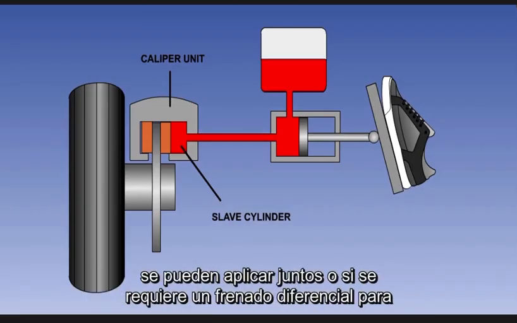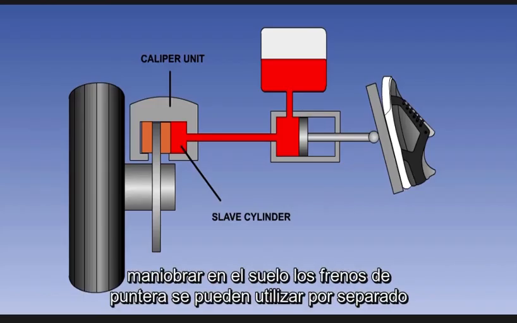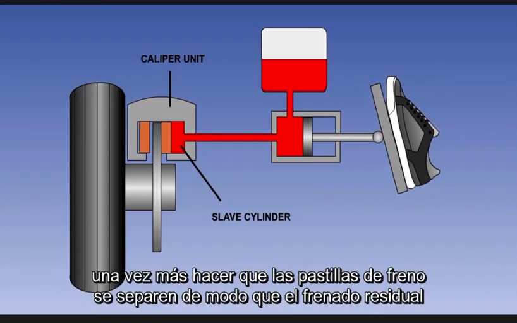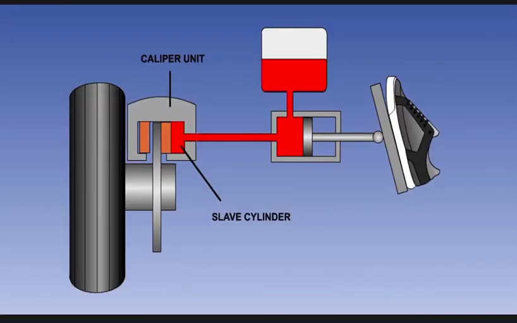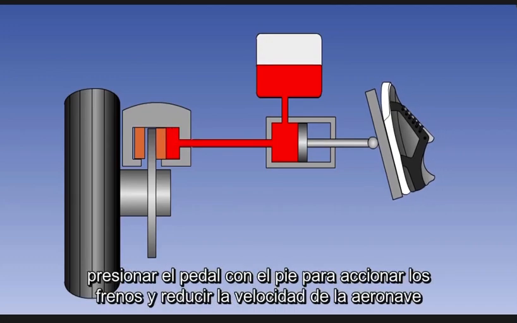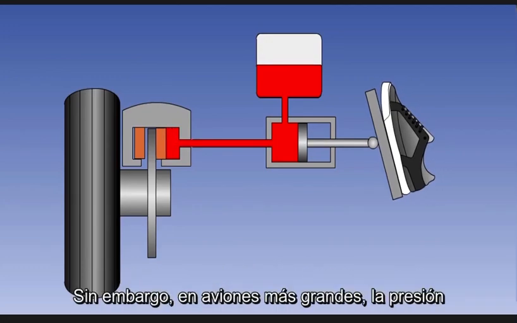The toe brake pedals can be applied together, or, if differential braking is required for ground maneuvering, the toe brakes can be used separately. When brake pressure is released, imperfections in the rotating brake disc once again cause the brake pads to move apart, so that the residual braking effect is minimal. On a simple light aircraft system, the pilot is able to apply sufficient pressure to the pedal with his foot to operate the brakes and slow the aircraft down.